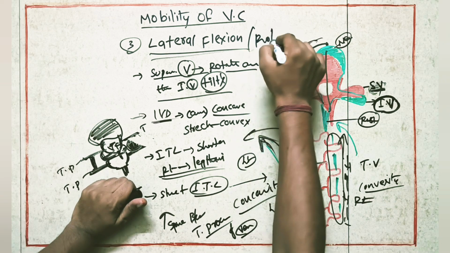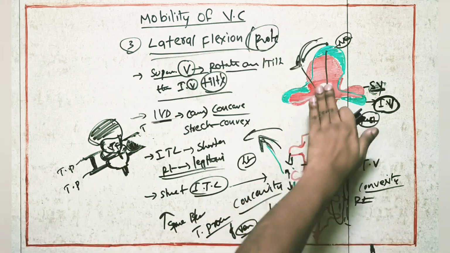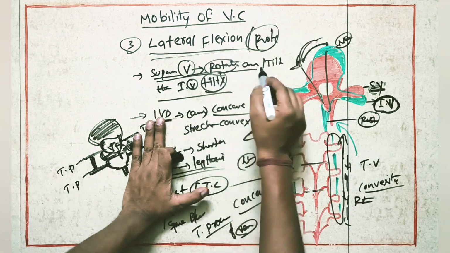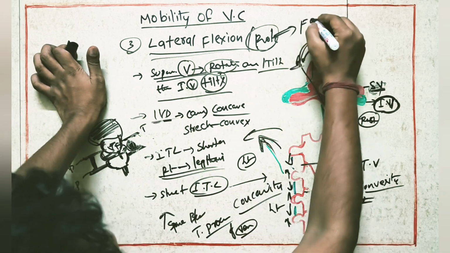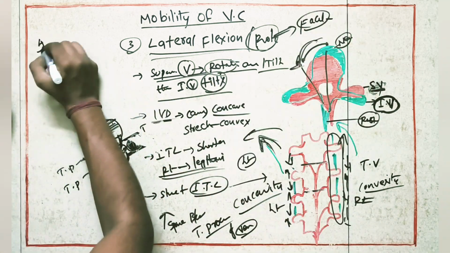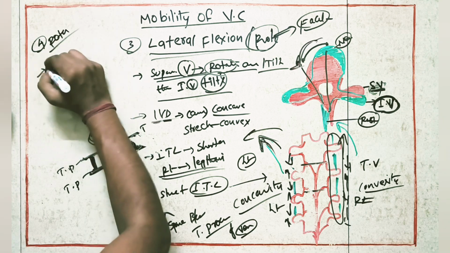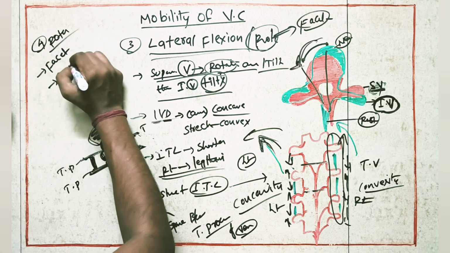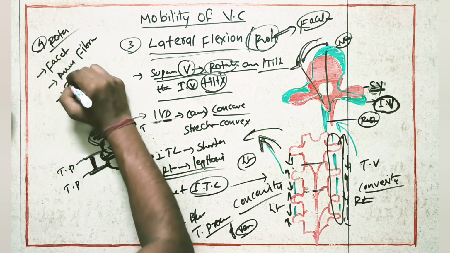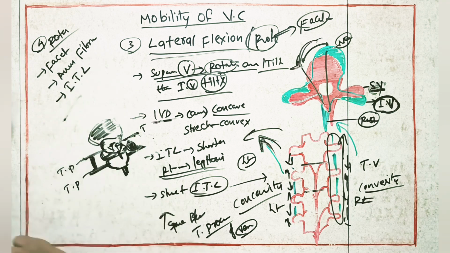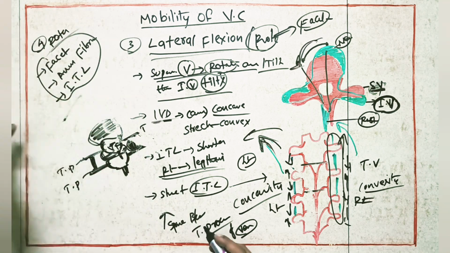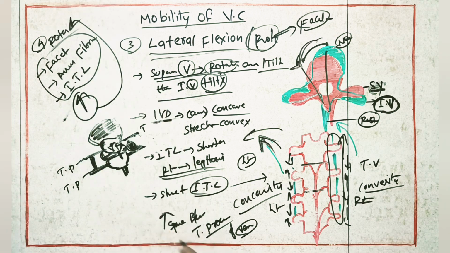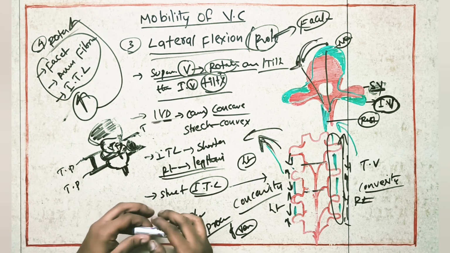Rotation is also the same here, because we said lateral flexion is nothing but superior vertebral rotation or tilt. If the patient is doing rotation, which structure will resist rotation most? The facet joint. The facet joints, annulus fibrosus, and intertransverse ligament are the three main structures which are going to prevent or resist further rotation of the vertebral column. So these are about movements of the VC. Clear?